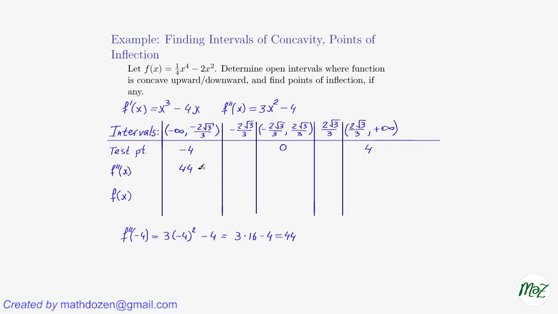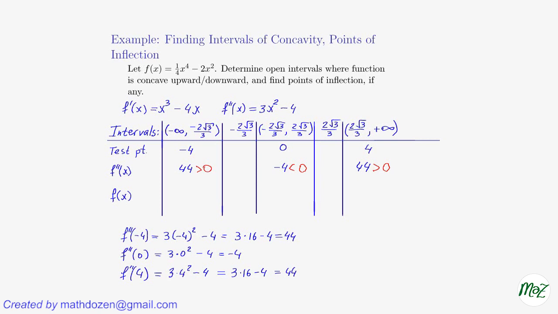And the good news is that this number is positive. And since it is positive, we can say something about concavity. Then at 0, the second derivative is negative 4. So put negative 4 in here, and it is a negative number. And at positive 4, the second derivative is positive 44, which is a positive number.